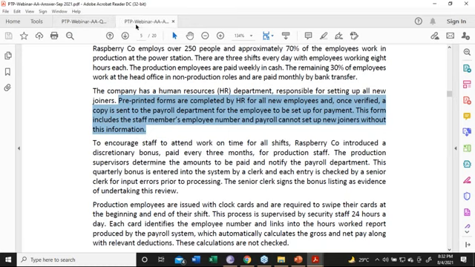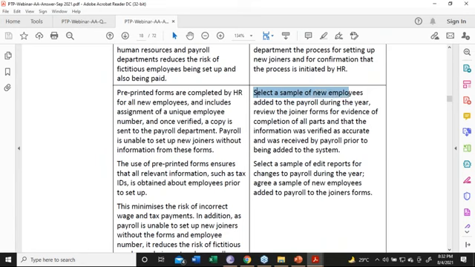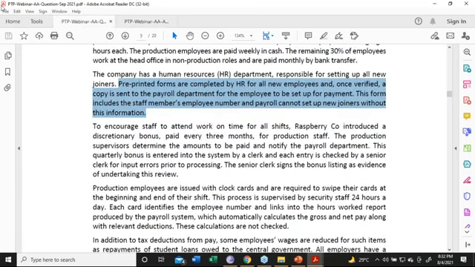So what we are going to do, we are going to select a sample of new employees added to the payroll during the year, and we want to make sure that all those new joiners had completion of all parts which were supposed to be there in that form. So this is how you are going to perform the test of control. If the control is that there is a form for everyone, I'm going to select a sample of new employees and I will make sure that every employee has got that form completely filled and nothing is missed out in that particular form. Okay, let's continue.